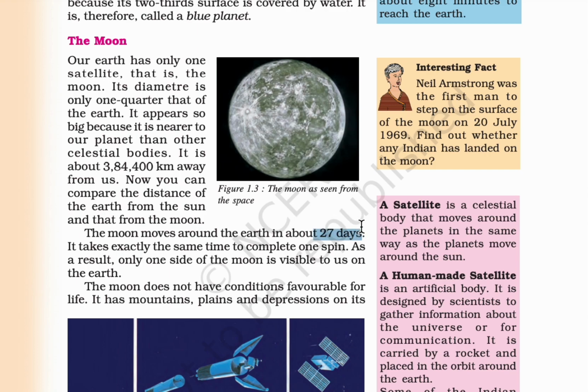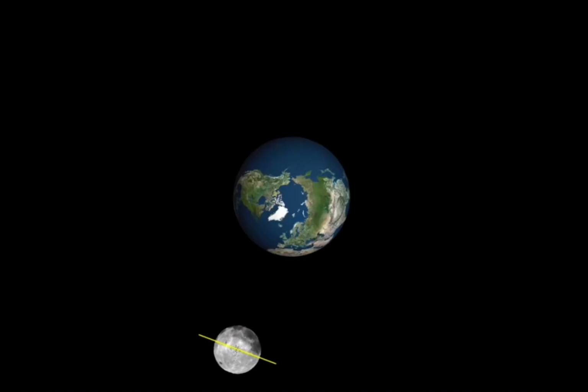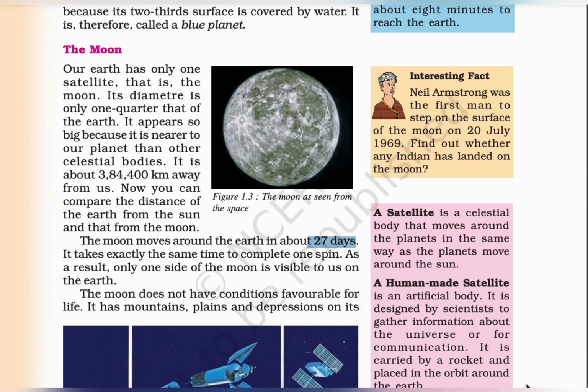For the moon, 1 revolution is equal to 1 spin. So only one side of the moon can be seen from the earth. It rotates like this, so that only one side of the moon can be seen from the earth. This is how the moon rotates around the earth. So for the moon, 1 revolution is equal to 1 spin, and we can only see one side of the moon from earth.